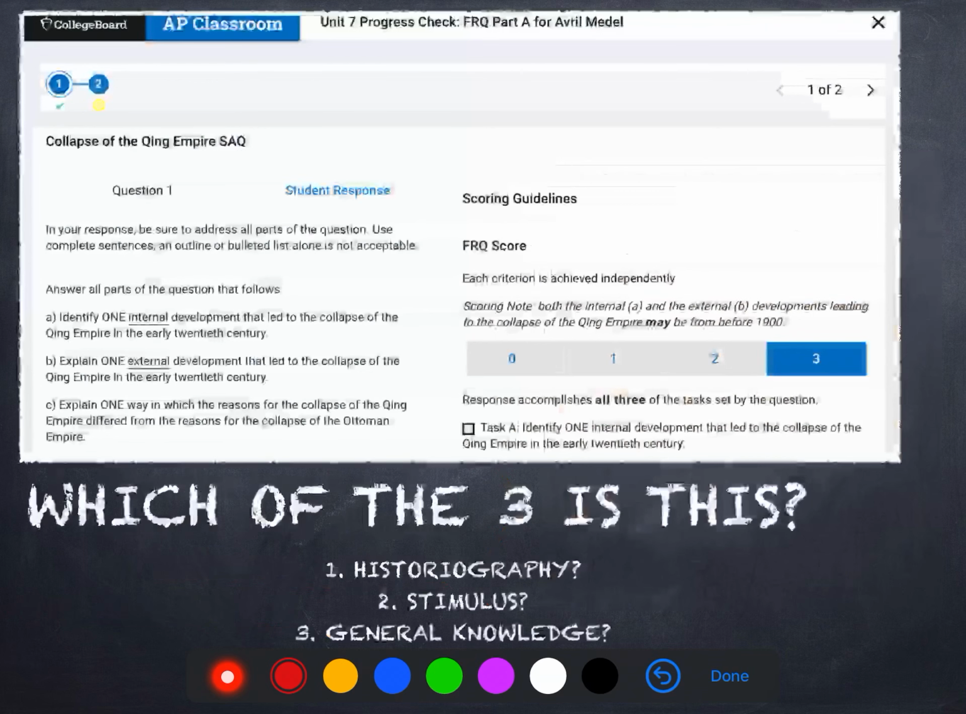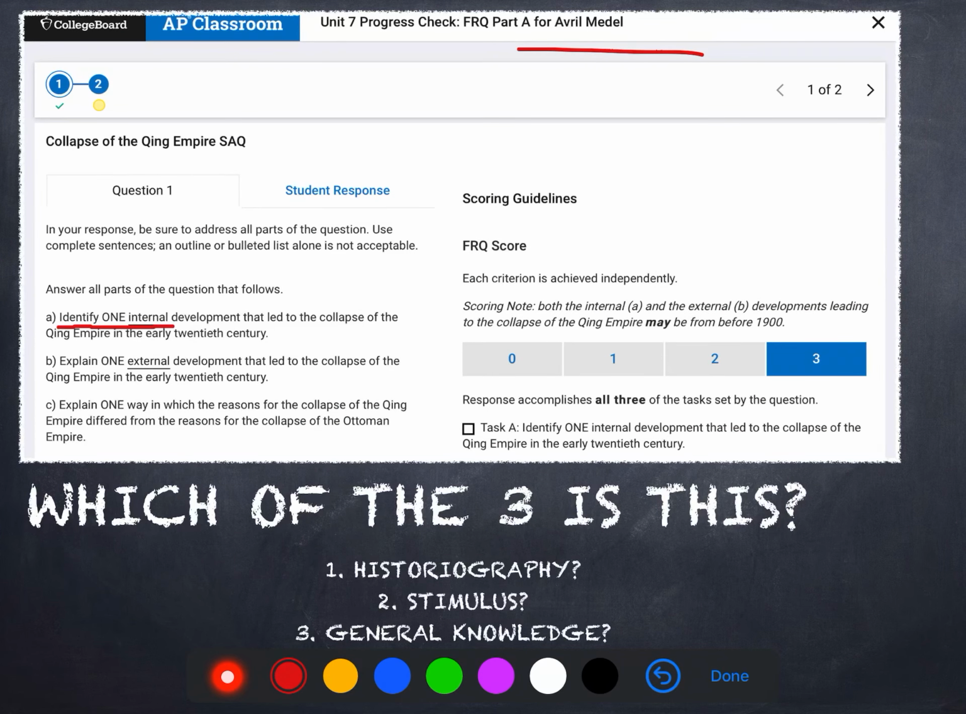So let's look at each type here from the ones that you guys had to answer the last time. This is another one. This is Avril, who I think had the highest score in the class on hers, because she got full credit for her first answer and she got 2 points for her second one. So let's take a look at the questions that each of them are asking. Then we're going to break down how we'd answer those questions. On the last one that you guys did on AP Classroom, the first part of question 1 was to identify one external development that led to the collapse of the Qing Empire in the early 20th century.